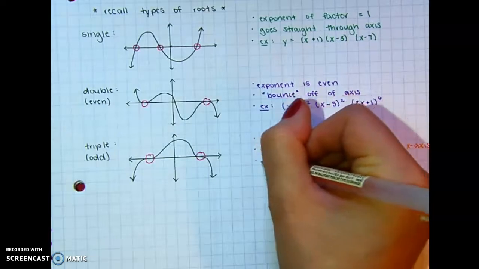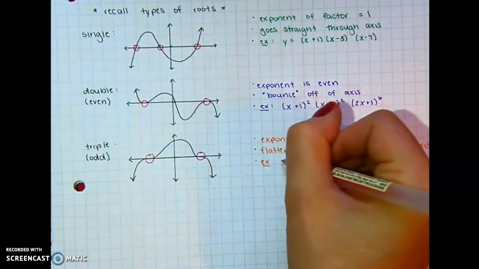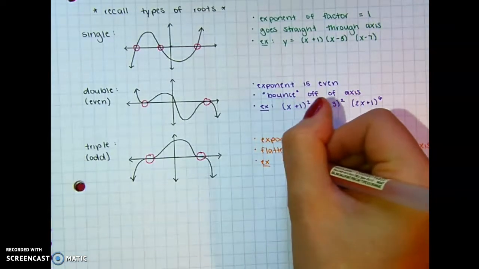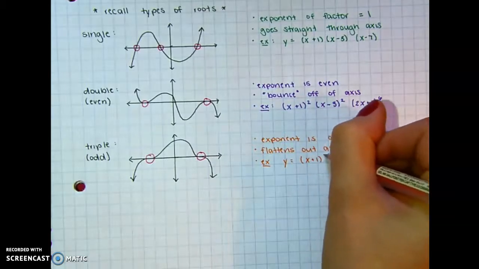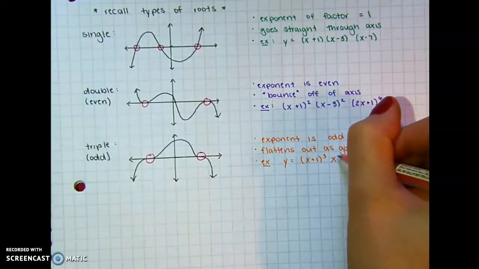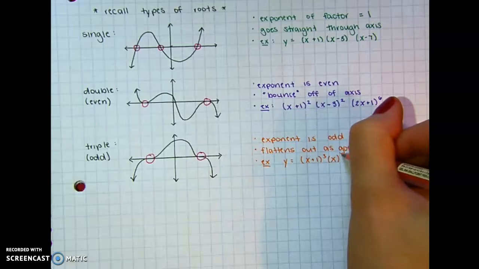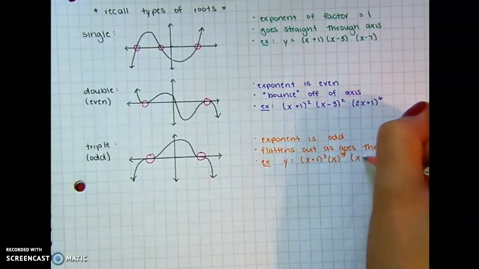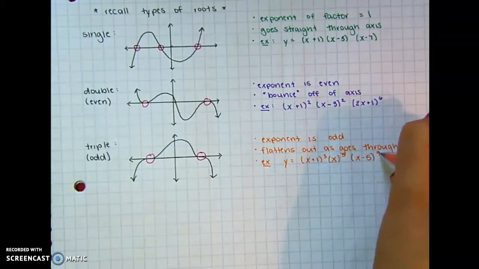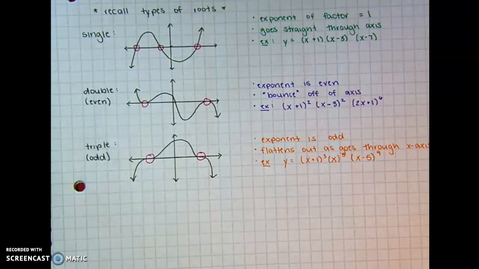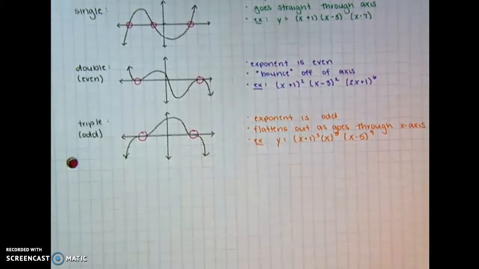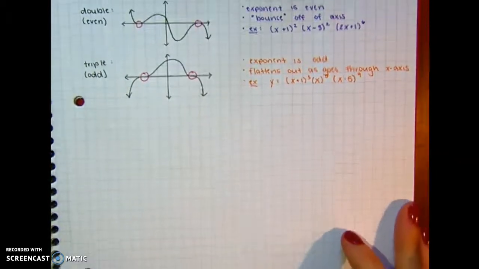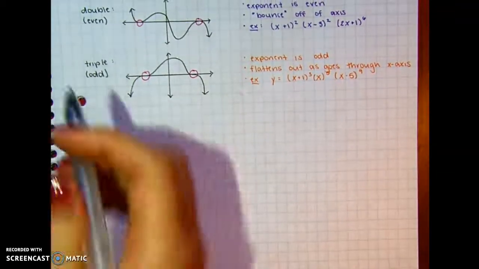And an example with odd roots would be like y equals x plus 1 cubed times x to the 5th times x minus 5 to the 9th. So all of these would flatten out as they go through the axis. Alright, so let's do an example putting all of this together and showing you how much work you need to show for a problem that's graphing.